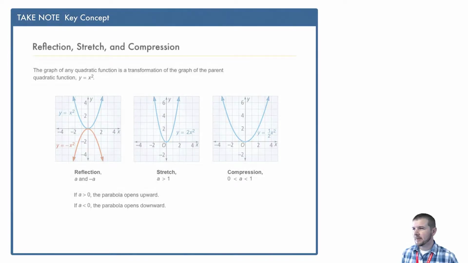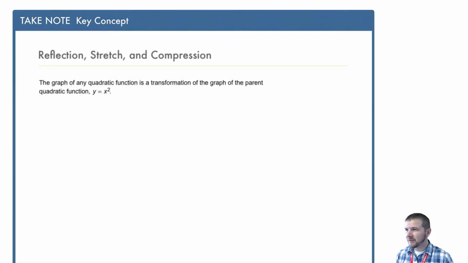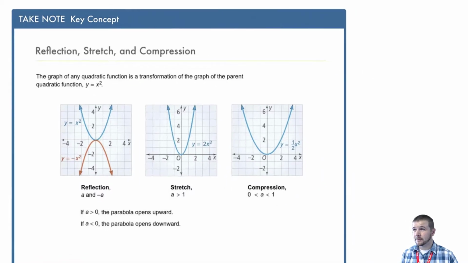Take note, key concept, reflection, stretch, and compression. The graph of any quadratic function is a transformation of the graph of the parent quadratic function, y equals x squared. So take note of the information here about reflection, stretch, and compression, but on the next few slides we're going to see this information in a little bit more detail.